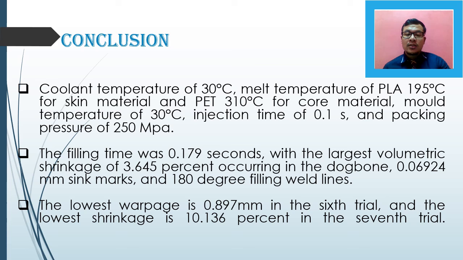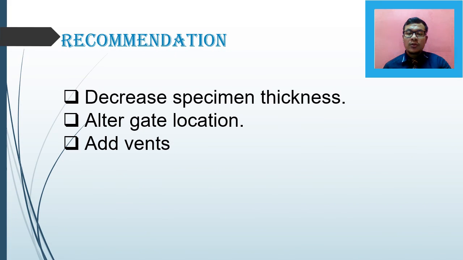The lowest warpage is 0.897 mm in the sixth trial, and the lowest shrinkage is 10.136% in the seventh trial. So, the objective of this project is achieved. The recommendations to reduce the defects such as weld line and sink mark that happened in the study are, first, decrease the specimen thickness, second, alter the gate location, and third, add a vent.